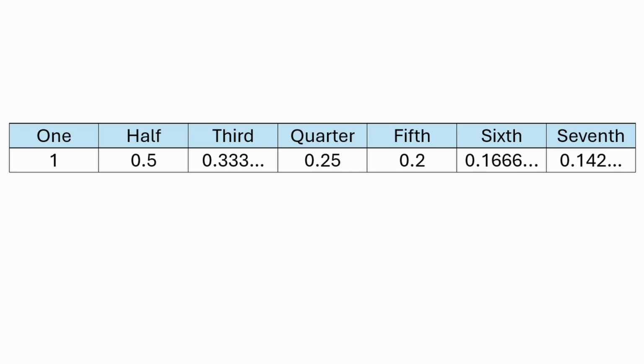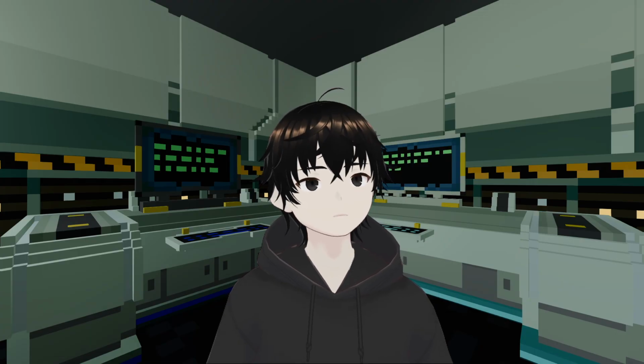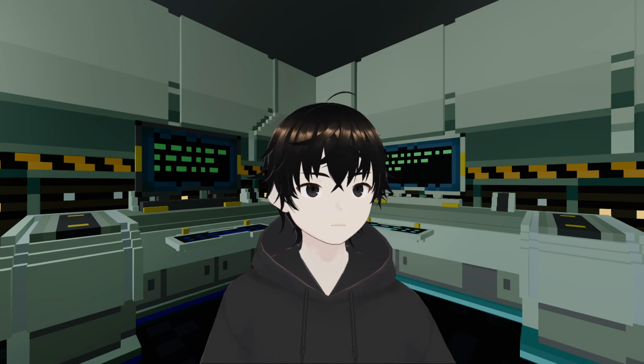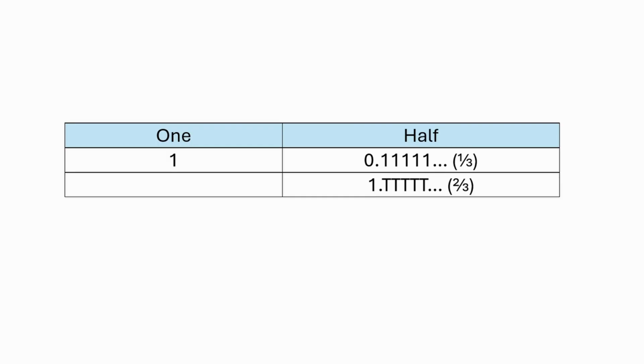In English, to represent 1/2 you just say 0.5, so the 5 is in the tenths column. That's fine in decimal, which is base 10, but in balanced ternary it kind of sucks. 1/2 can be approximated as 0.11111, which is 1/3, or 1.TTTT, which is 2/3. Neither of those is 1/2 or even close.